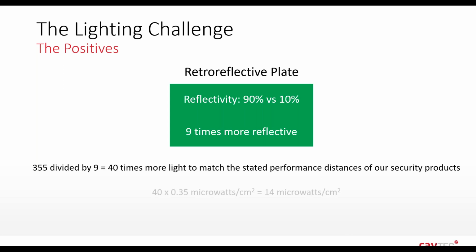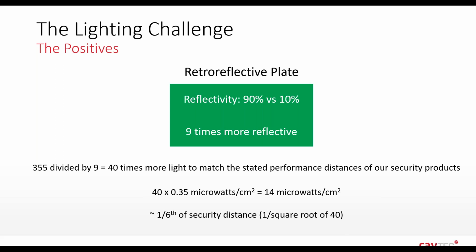If we multiply 40 by 0.35, we arrive at just under 40 microwatts per centimeter squared, which proves our rule of thumb between 10 and 20 microwatts per centimeter squared. And in distance terms, the distance at which you achieve 40 times more light is approximately 1/6 of the original distance, or the square root of 40.